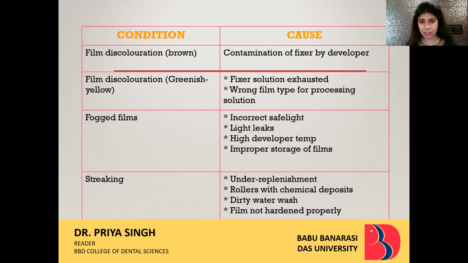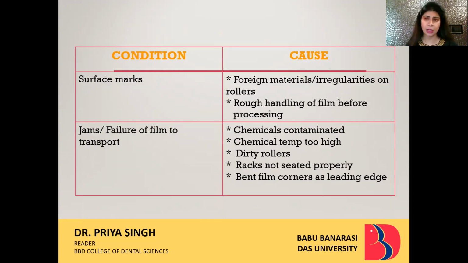Rollers with chemical deposits, dirty water wash, and film which is not hardened properly can also cause streaking. Not hardened properly means not fixed properly, because fixation makes the image permanent. If the fixation has not been done properly, with time this streaking can develop in the image. Surface marks, foreign material or irregularities on rollers, and rough handling of film before processing can all lead to surface marks. Jams, failures of film to transport, at times can be because of an error in the machine itself.